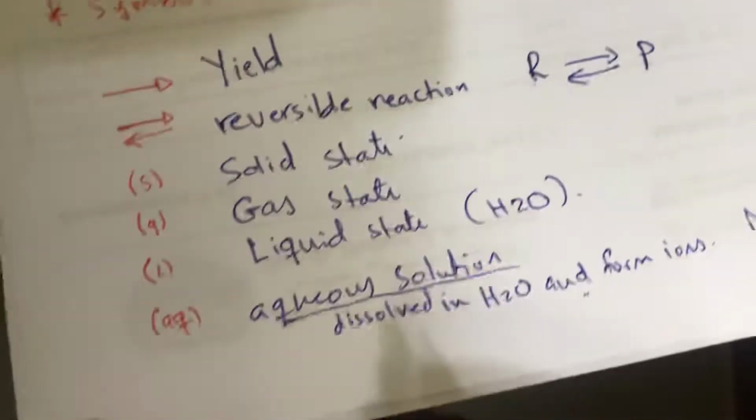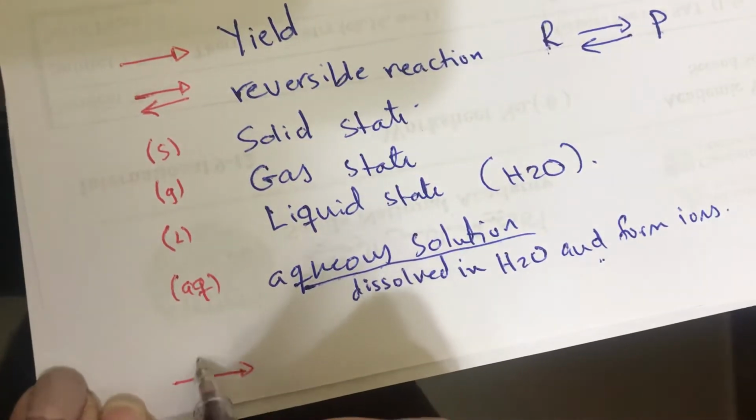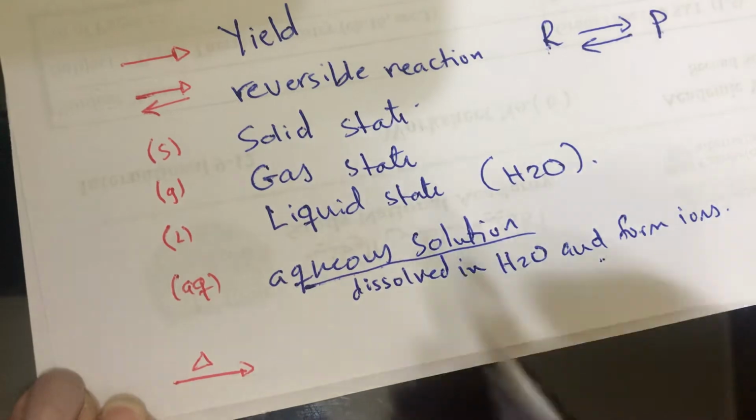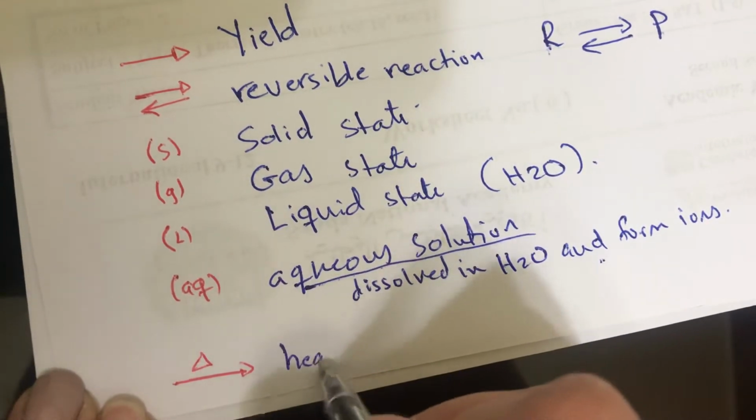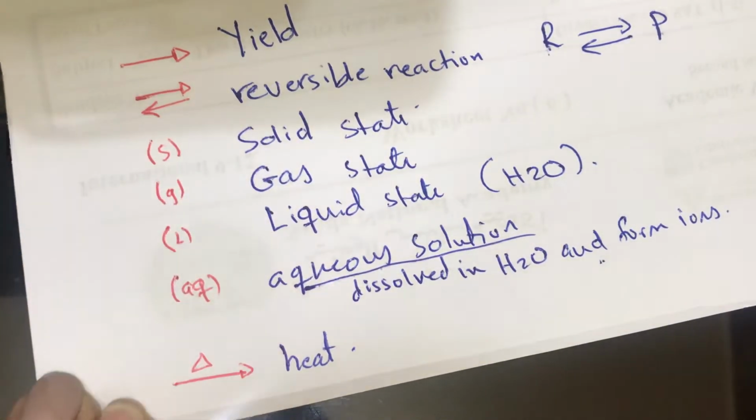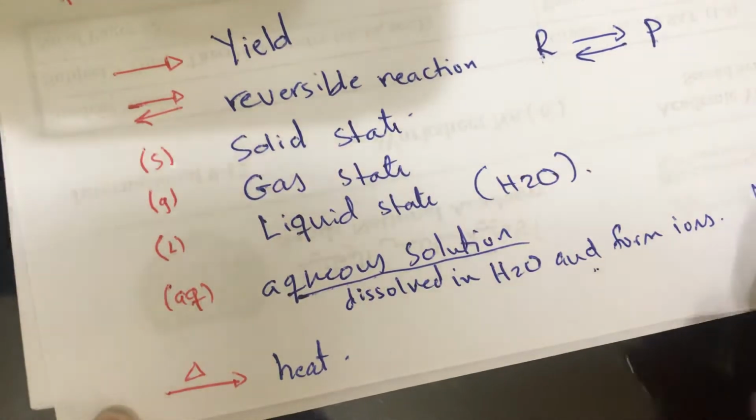And the last one, if you have an arrow and a triangle, this triangle means heat. So this reaction needs heat to occur.